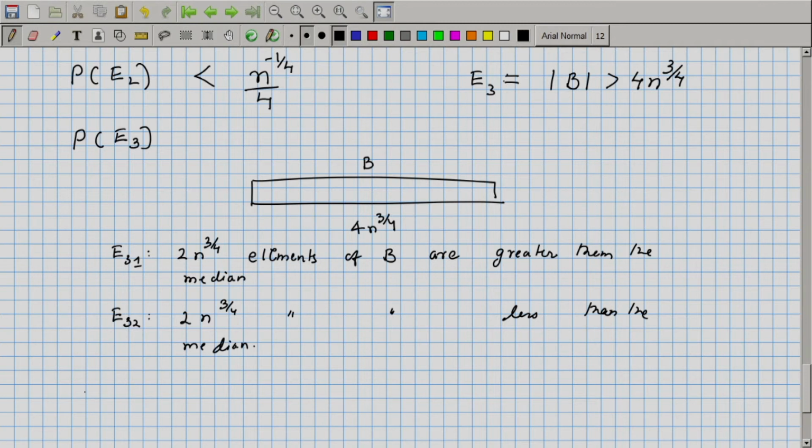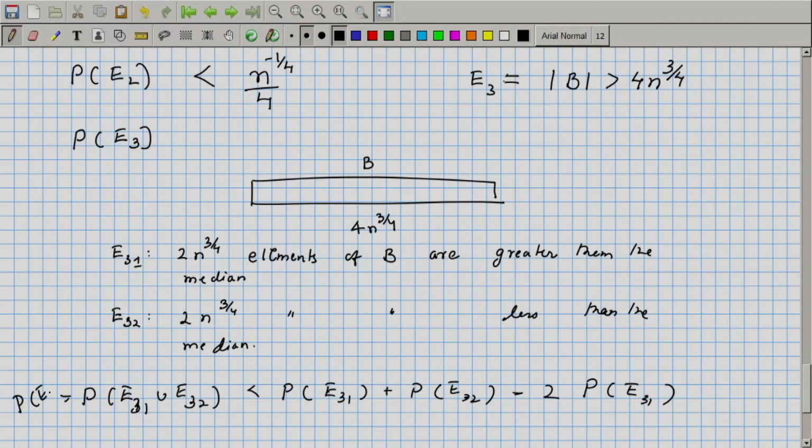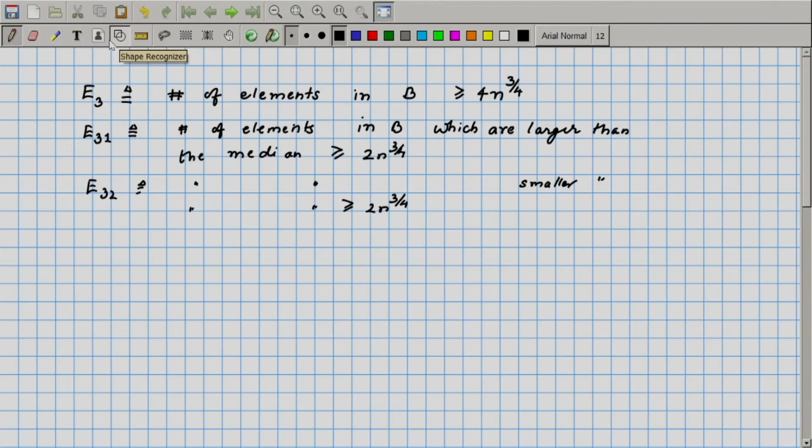Okay. So, we need to determine, whenever B has 4 n raised to 3 by 4 elements, either 2 n raised to 3 by 4 elements of it will be greater than the median, or 2 n raised to 3 by 4 elements of B will be less than the median. So, the probability of E31 union E32 is surely less than the probability of E31 plus the probability of E32, and by symmetry we can say that both these probabilities will be the same. So, this is equal to twice the probability of E31. So, we will determine the probability of E31 and show that it is also significantly small. Therefore, the probability of E3 is going to be less than some quantity. We will show that this is going to be less than, let us say, n raised to minus 1 by 4 by 2.